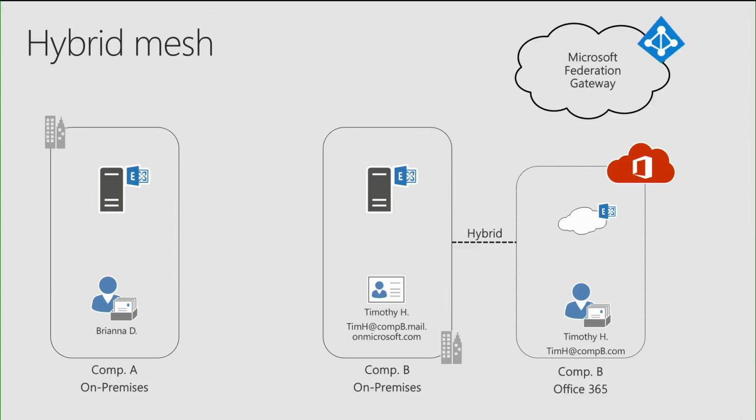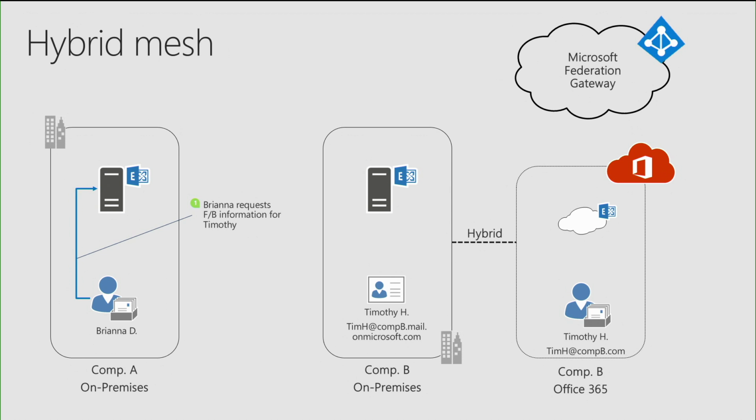So let's talk a little bit about the hybrid mesh, or the hybrid mess, as some people like to call it. So the example here is that we have two companies, Company A and Company B. Both of them have on-premises deployments. And Company B also has a tenant in Office 365, Exchange Online.